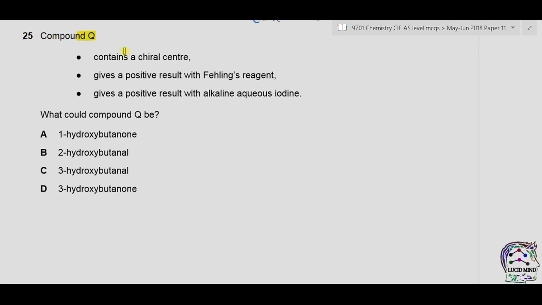Question 25. Compound Q contains a chiral center, gives positive result with Fehling's reagent, and gives positive result with alkaline aqueous iodine. What could compound Q be? A is 1-hydroxybutanone. We have a 4 carbon ketone. On the first carbon atom a hydroxy group is present. The ketone can be on the third carbon or on the second carbon. Rest are the number of hydrogen atoms, so 2 hydrogen with this one, 2, 3, 2, 2, 3.